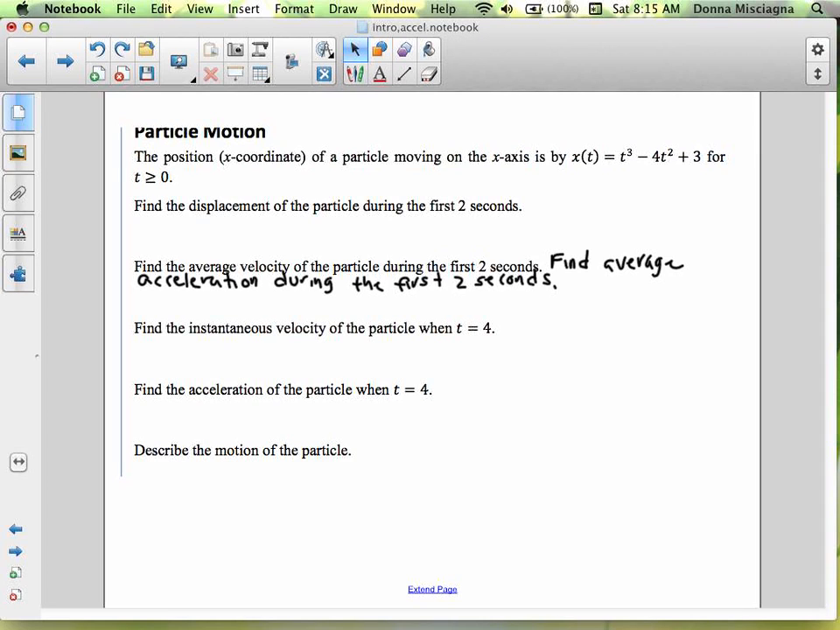All right, the position x-coordinate of a particle moving on an x-axis is given by x of t equals t cubed minus 4t squared plus 3 for t greater than or equal to 0. So t is time, and x of t is the position. Find the displacement of the particle during the first 2 seconds. All right, so we want to find out how far the particle moved. That's all displacement means.